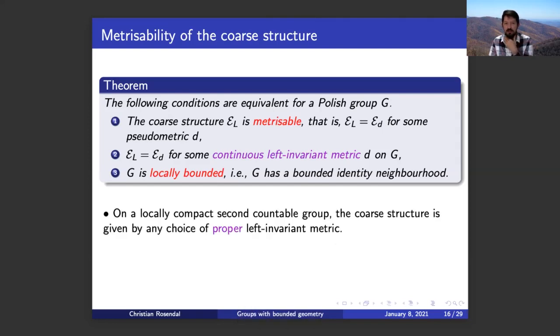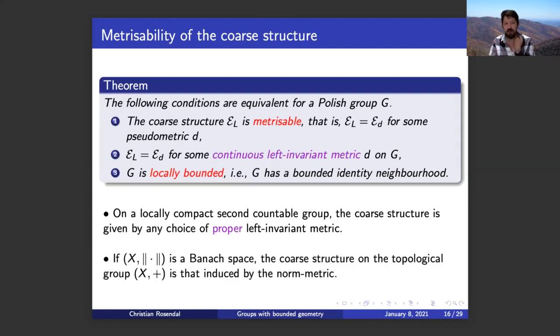All right, but in fact, what is the core structure? Well, it's simply whatever remains from any choice of a proper left invariant metric on the group, so a left invariant metric whose closed balls are compact. And if you have a Banach space, then the core structure of the associated topological group is simply that induced by the norm metric. Okay, so this brings us into some more familiar territory where you can understand the objects that you're dealing with.